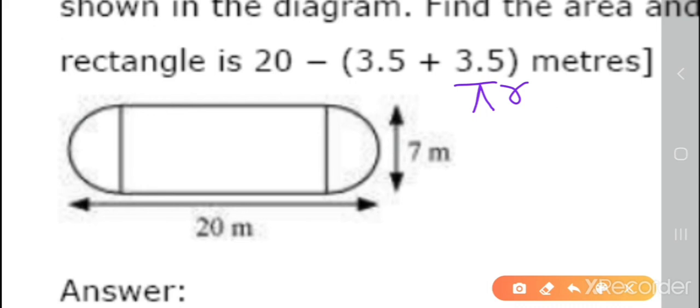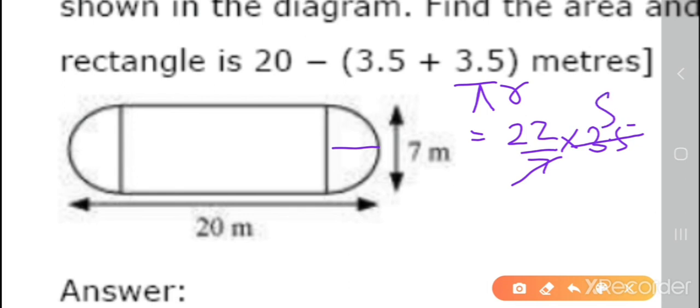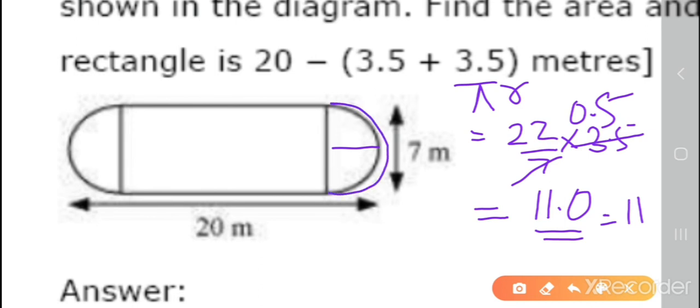Now, what is the radius here? It is 3.5. Okay. So 22 by 7 into 3.5. Now you are cancelling 7 and 35. 7 5s are 35. How much? It is 3.5. So it is 0.5. So 22 into 0.5. So when you are doing 22 into 5, you are getting 110 as answer. As the decimal point is there, you are putting a point. So your answer is equal to 11. Okay. For one semicircle, it is 11.